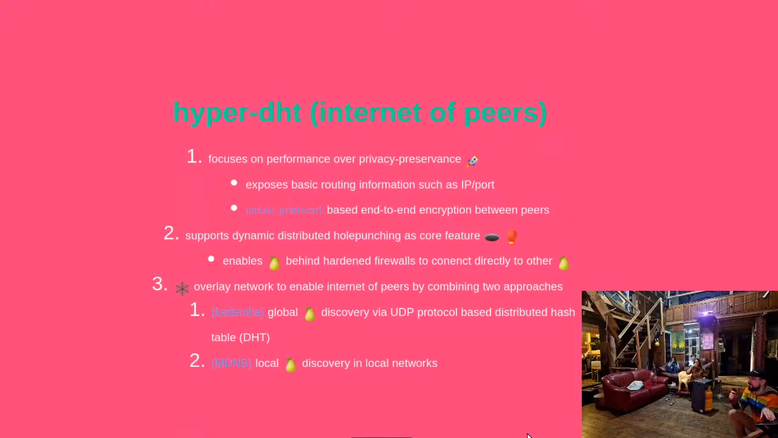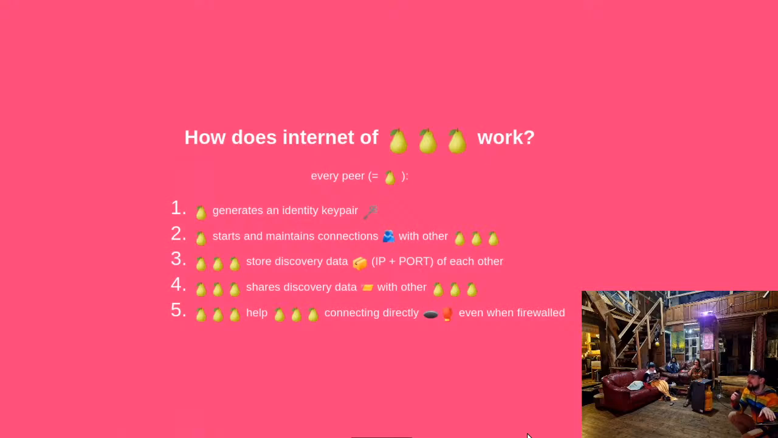It uses Kademlia, which is a distributed DHT, a kind of key-value store that doesn't live on a server, but in a network. Many peers participate. But if you're on a local network, it uses mDNS, which is multicast DNS, to connect to peers directly on a local network without the internet. So how does the Internet of Peers work?